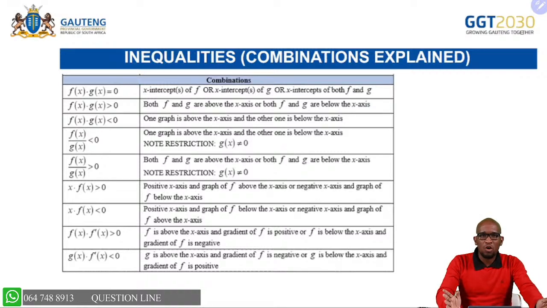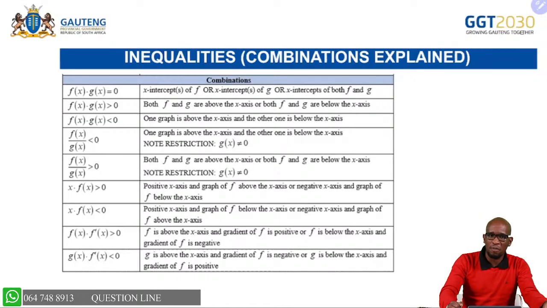Right, let us explain combinations. Remember, with comparisons, I said you're going to start where the graphs are equal, and then you're going to check on the left-hand side of where the graphs are equal, going to check in between the 2 points of intersection if they are 2, and then you're going to check on the right-hand side.